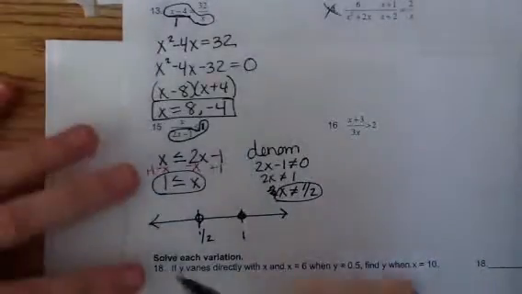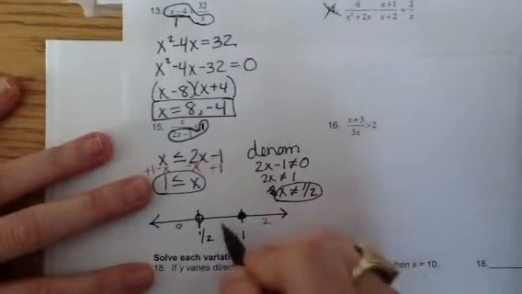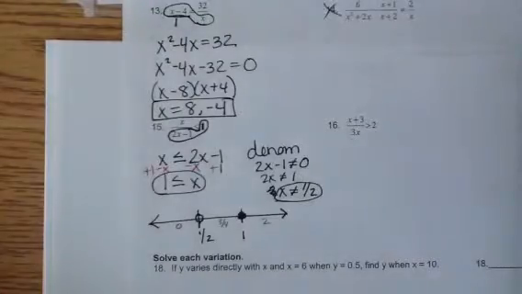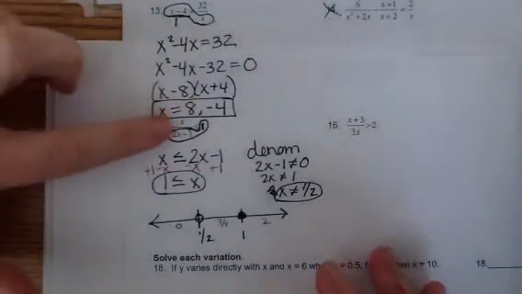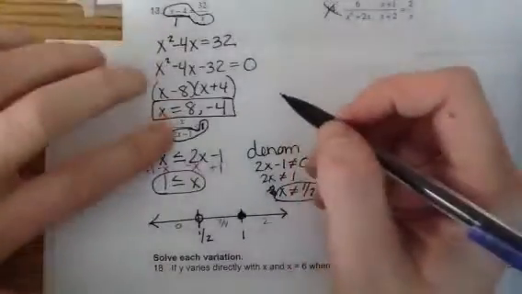Then we're going to test a couple numbers. So over here, I'm going to test a 0. Over here, I'm going to test a 2. In the middle, let's just do 3/4. Those are just like test values when we're graphing, and you put them up in the original problem. So we're going to put them up here.